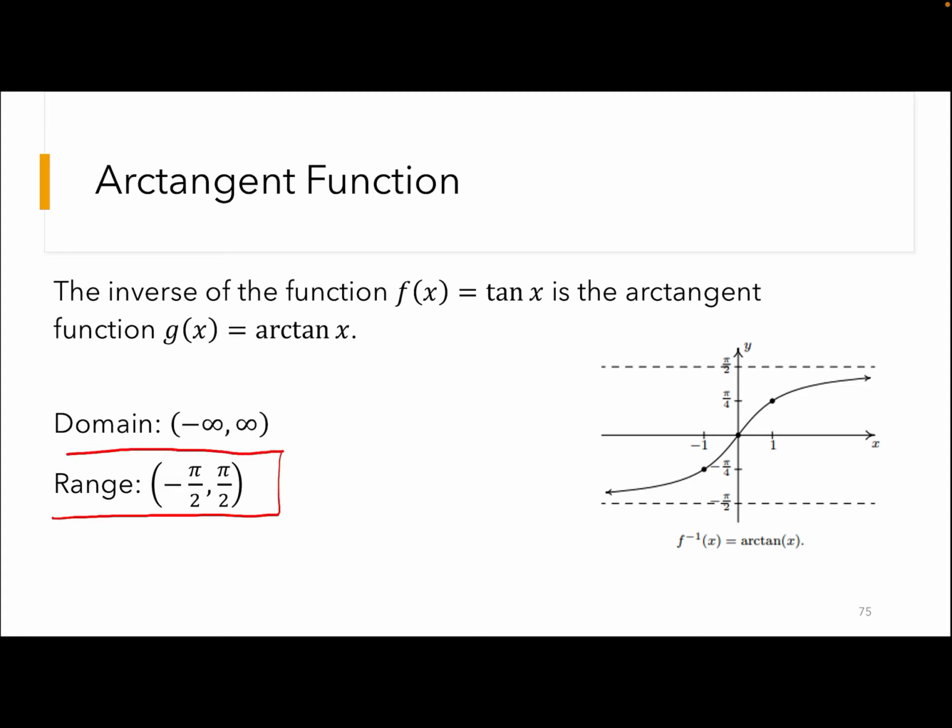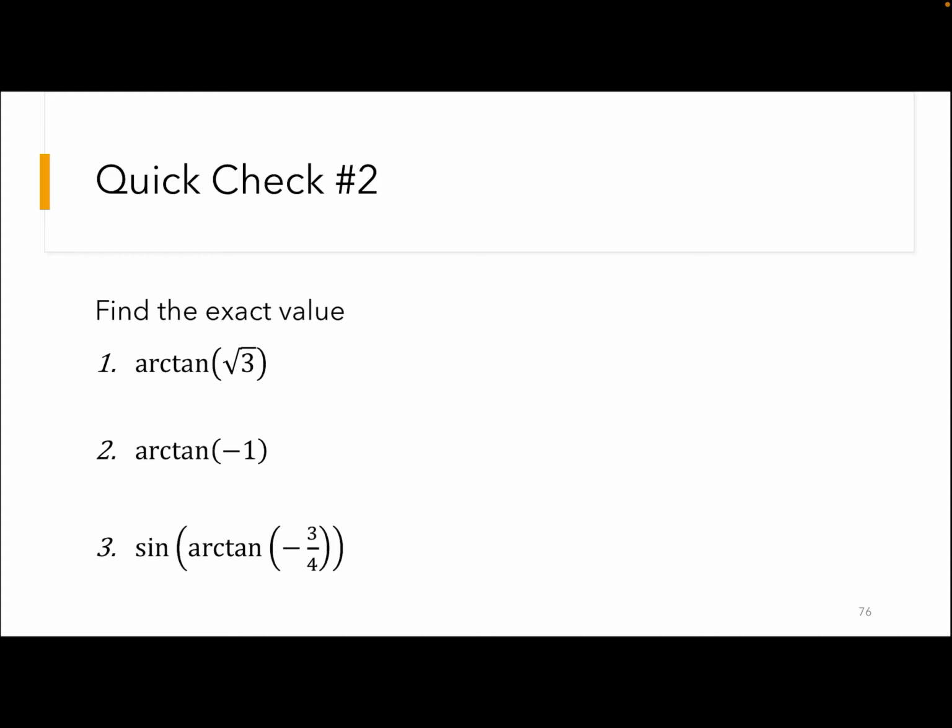And so that's why the range is negative pi over 2 to pi over 2, not inclusive, because the cosine of negative pi over 2 and pi over 2 is 0, and we cannot divide by 0. So now another quick check. This requires that you know the unit circle, that you memorize those values, or you have that reference thing handy.